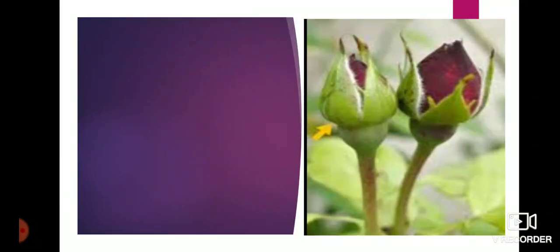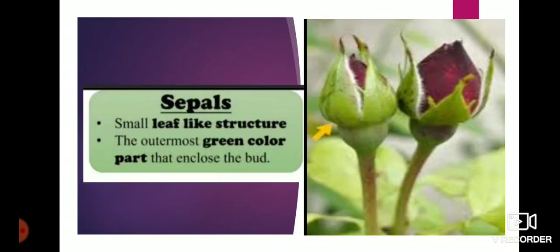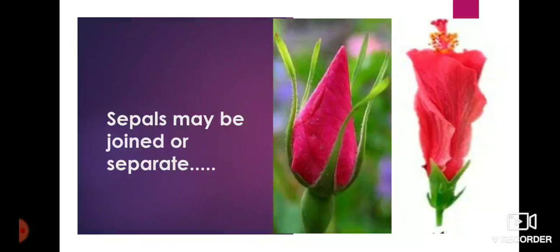The next part of the flower is the outermost covering of the bud, which we feel like a green leaf-like structure. What do we call them? Yes, sepals. Small leaf-like structures, the outermost green colored part that encloses the bud. And sepals also may be joined or separate. In a rose flower, sepals are separate, but in hibiscus or China rose, sepals are joined.